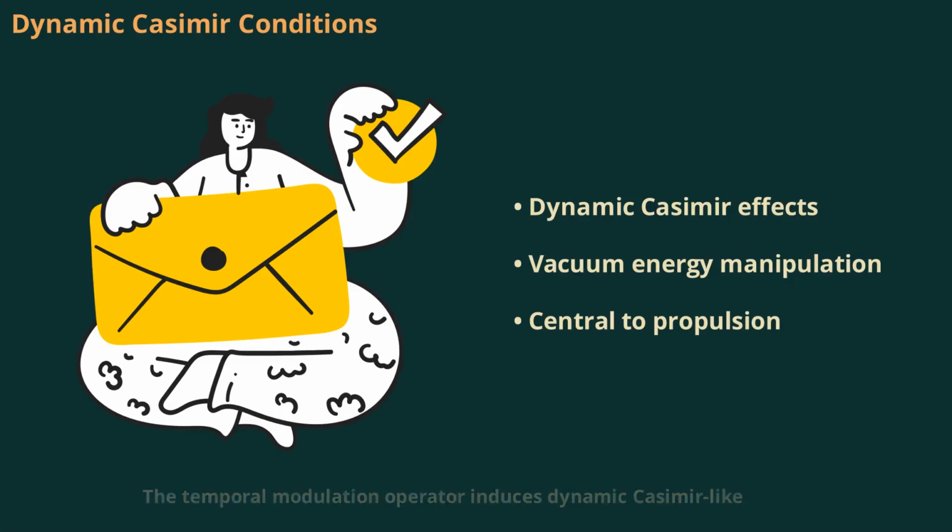The temporal modulation operator induces dynamic Casimir-like conditions at the boundaries of the system. These conditions lead to shifts in the vacuum stress tensor, enabling the extraction or manipulation of vacuum energy. This phenomenon is central to the operation of advanced propulsion systems within the AEON STRATUM PRIME framework.